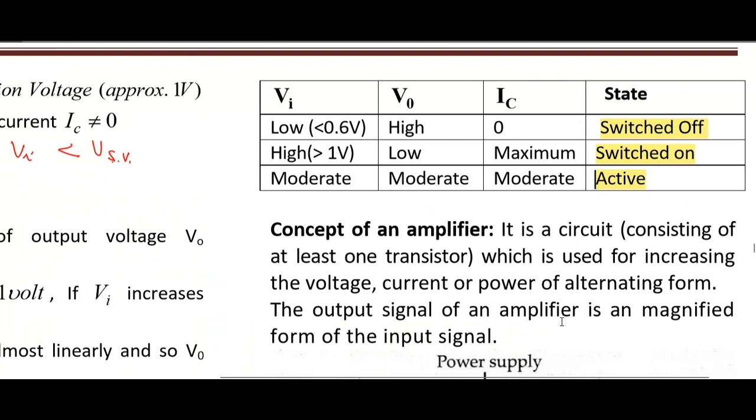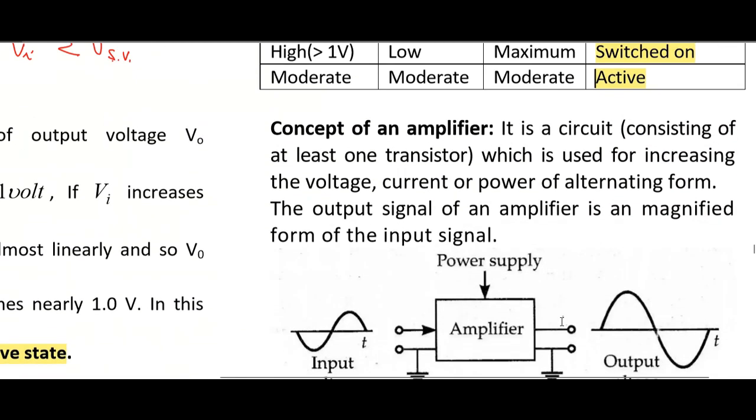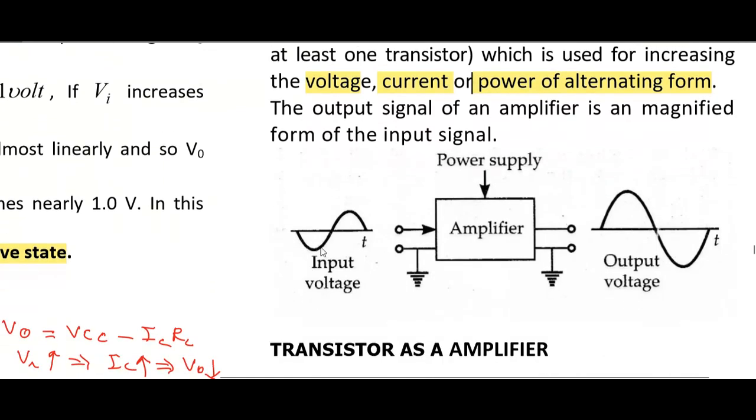And next we have the concept of transistor as an amplifier. An amplifier amplifies voltage. It may amplify current. It may amplify power. It is used for increasing voltage, current, and power of alternating form. This is the input signal. This is the block diagram of an amplifier. This is power amplifier. Power added to the input signal comes from the battery, and this is the output signal.